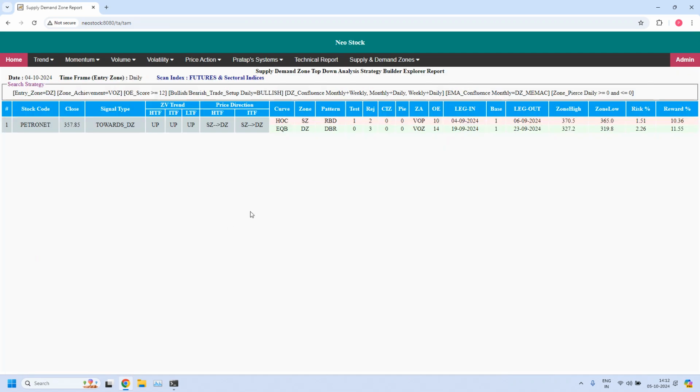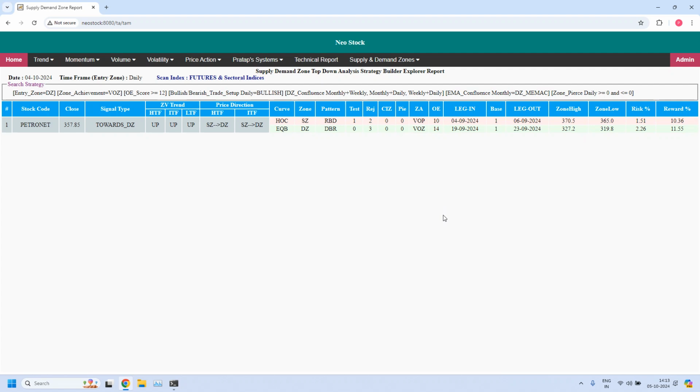See, one stock is filtered. This monthly demand zone, HTF zone is monthly. The trend is up, and also this monthly demand zone is having monthly EMA confluence. You can verify EMA confluence, monthly demand zone with monthly EMA confluence. So it's a high probability setup.